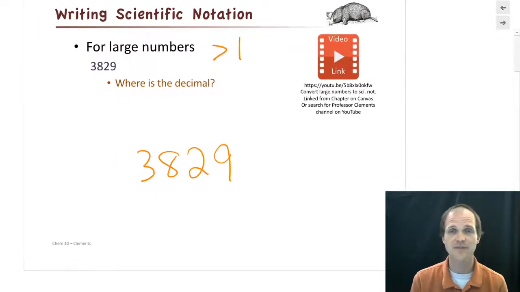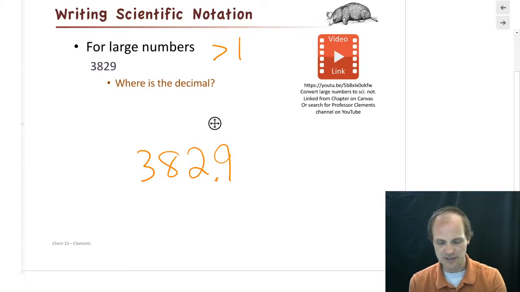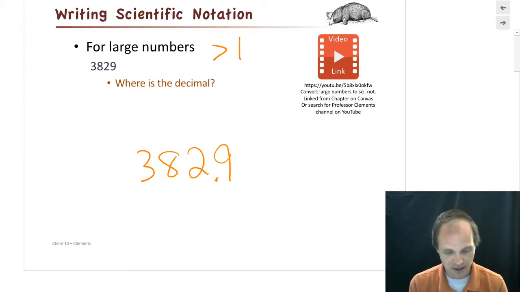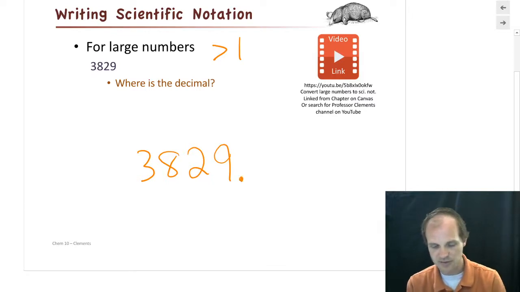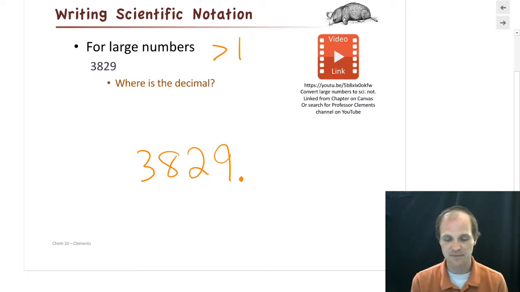So we're going to take 3,829. The first thing we want to do is find the decimal point. Where's the decimal point in here? Well, in some numbers, it's pretty easy, right? You say 382.9, then yay, it's right there. But in numbers without a decimal point, it's at the end right there. So there's an implicit decimal point.